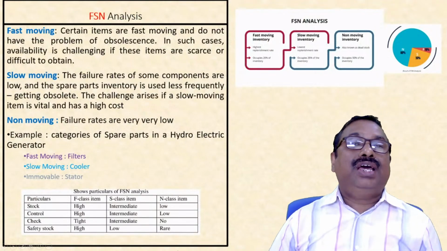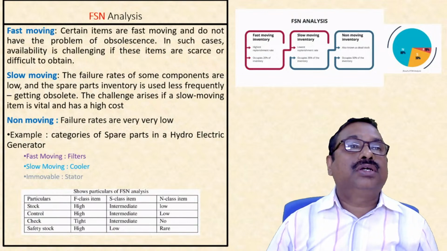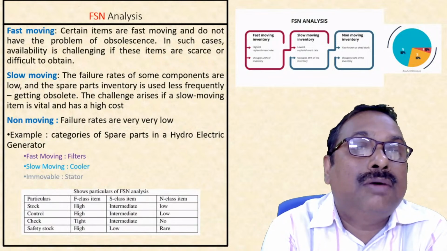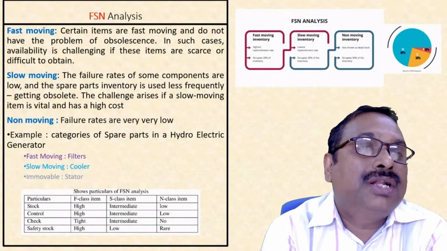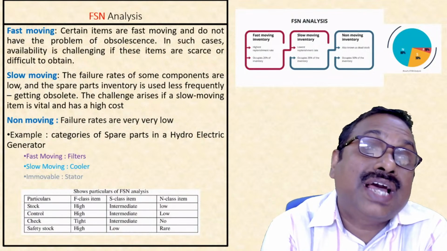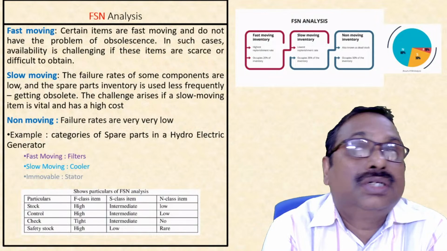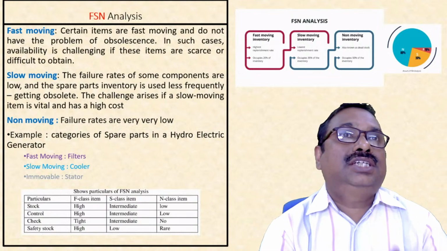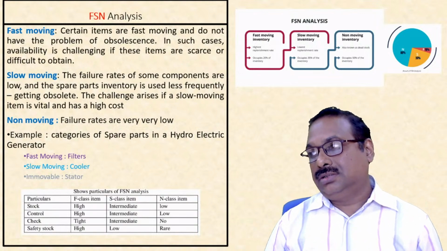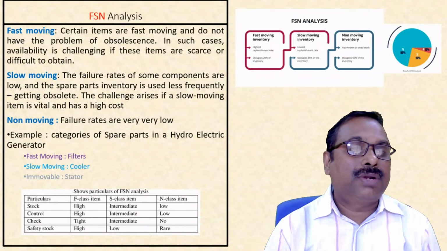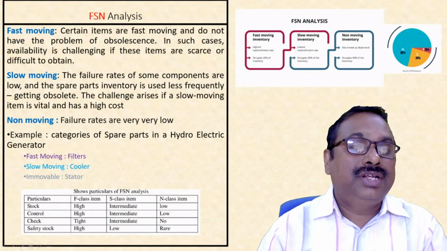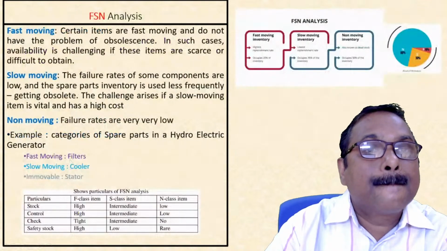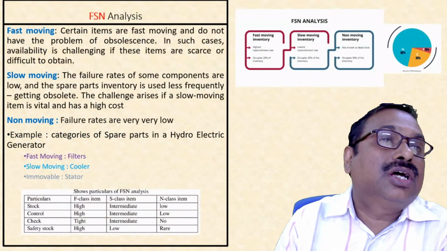Next is FSN: fast moving, slow moving, non-moving. Certain items are fast moving and do not have the problem of obsolescence. In such cases, availability is challenging if these are scarce or difficult to obtain. If we remember, we first discussed the filters. They change the filters in Mukhiguda, in the hydel power plant, every 6 months. So the filter comes under fast moving.